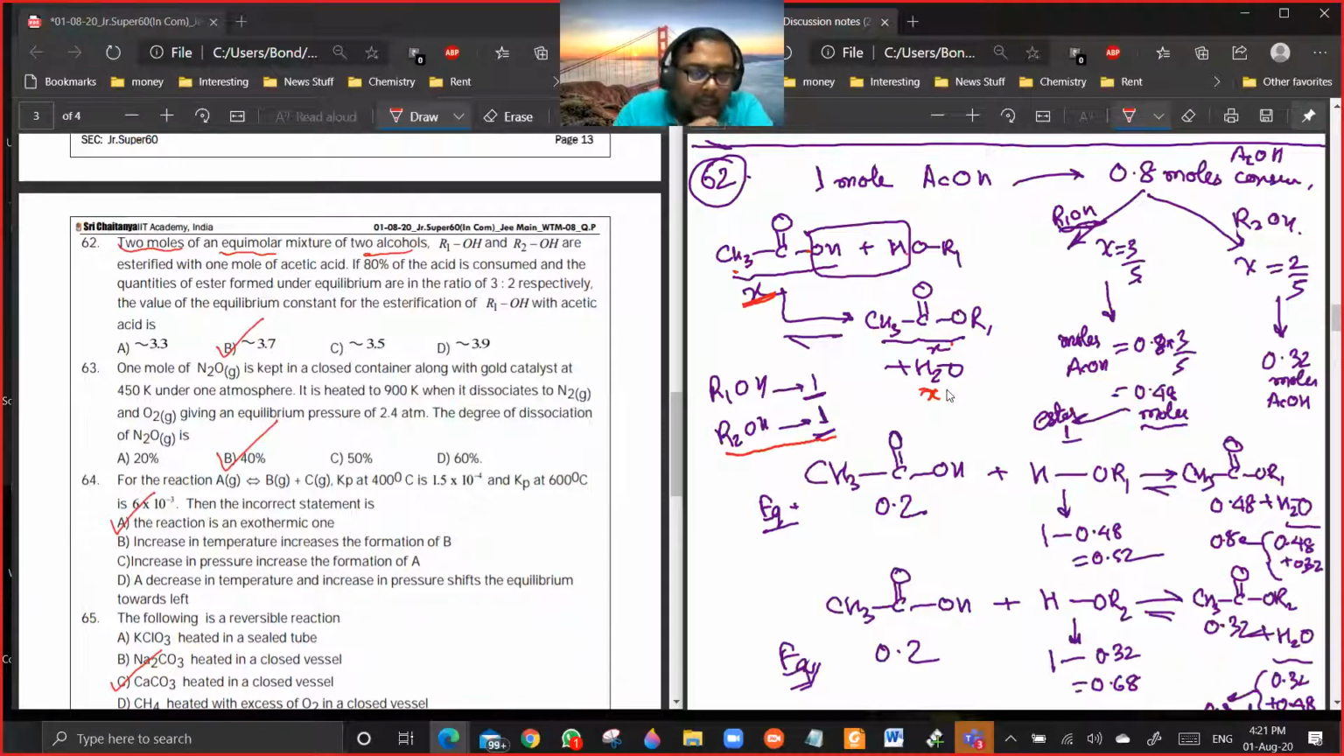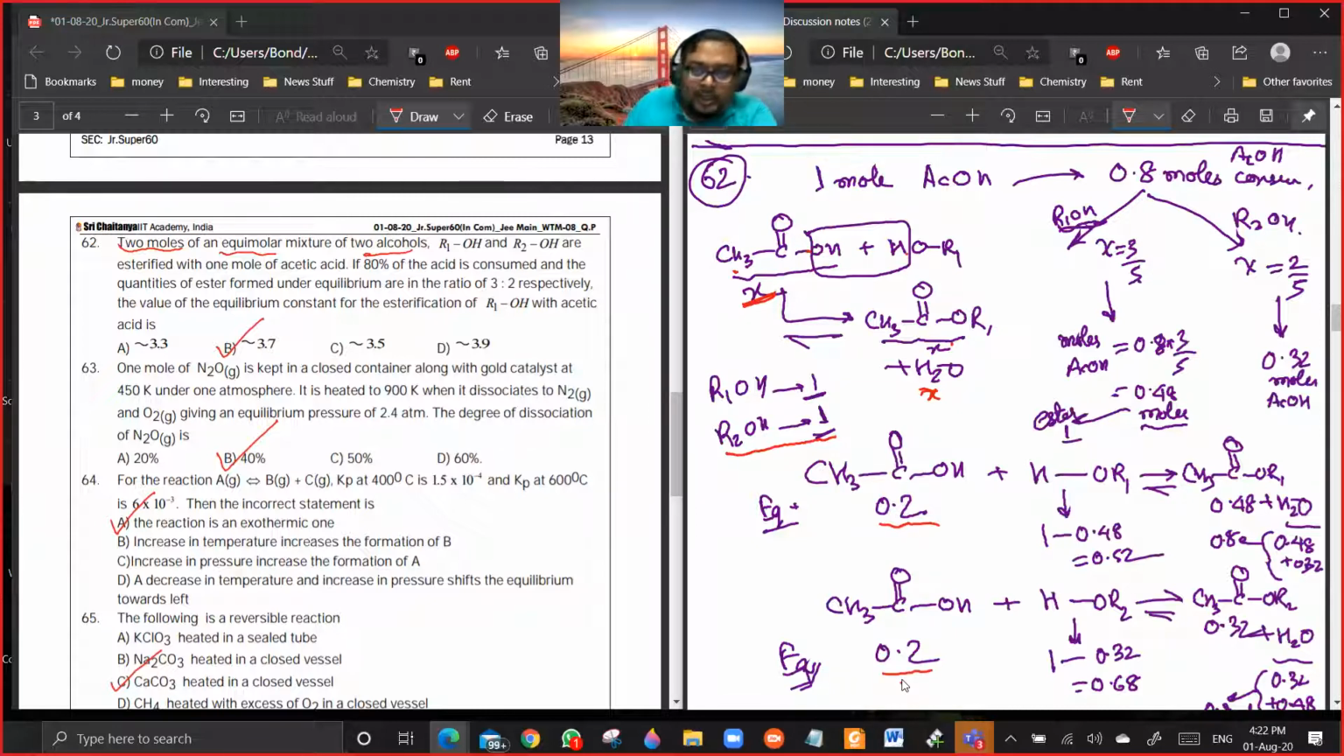Okay. Now it is saying that you started initially with 1 mole of acetic acid. And out of that, 80% of acid reacted. So how much left? Means 0.2 moles. Are you getting? Yes or no? I want your feedback at each and every step. So I have written that at equilibrium, 0.2 moles of acetic acid is remaining.